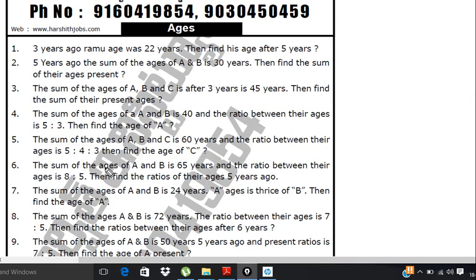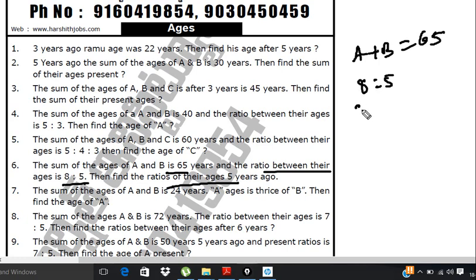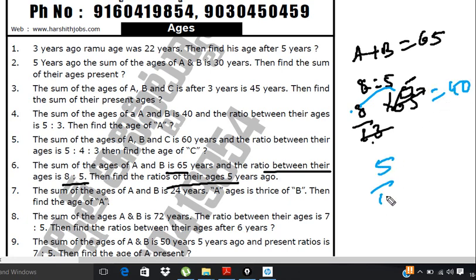Next one, the sum of the ages of A and B is 65 years, and the ratio between their ages is 8:5. Then find the ratio of their ages 5 years ago. Present age A to B is 8:5. This is the A, 8 by 13. 8 plus 5, 13 into 65. 13 5 years. So 8 5 years, 40, and 5 by 13 into 65, 13 5 years, 5 5 years, 25.